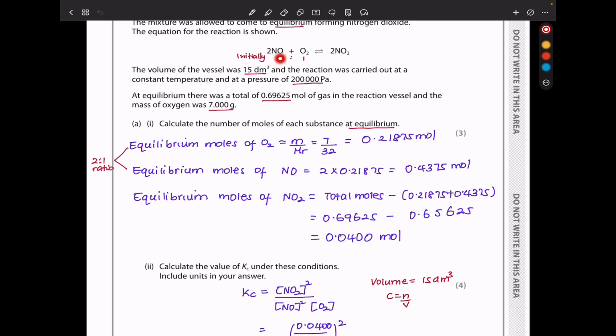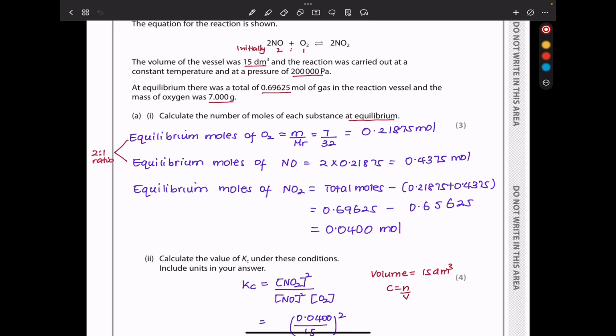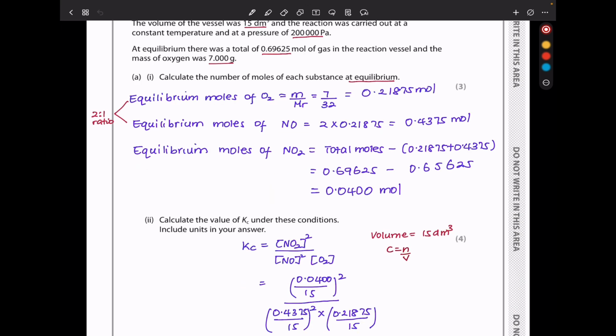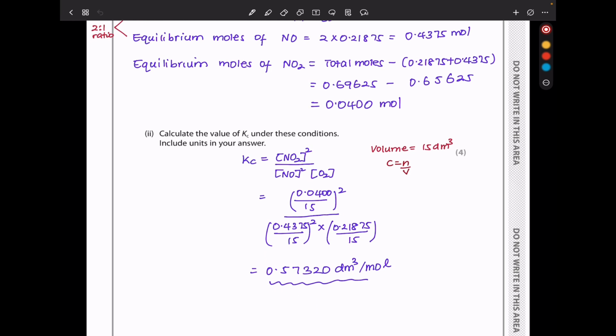But the mole ratio should be 2 to 1. So it means the equilibrium moles of nitrogen monoxide are going to be twice the moles of oxygen, which gave me that. So the equilibrium moles of nitrogen dioxide should equal the total moles minus the sum of these two moles, giving me 0.69625 minus 0.65625. So my answer is 0.0400 mole. And next I say calculate the value of Kc under these conditions. Include units in your answer.